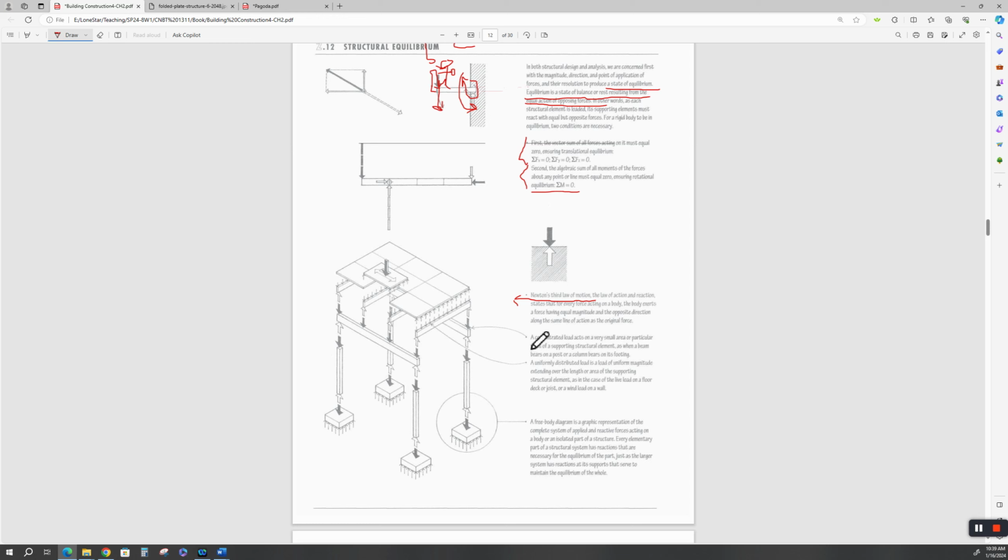Okay? A concentrated load acts on very small areas, or a particular area. Like this would be a concentrated load on the end of that beam. Okay? The floor loading is a uniform load. Uniformly distributed load would be like floor loading up here. This is a uniform load here. Okay, it's uniform. It's acting all the way across that beam in a uniform manner.